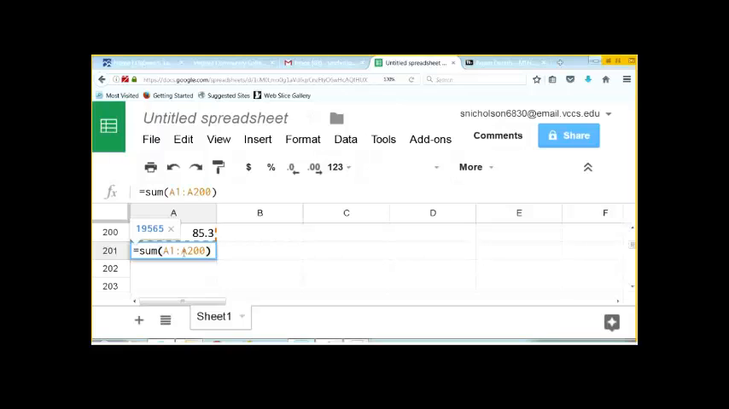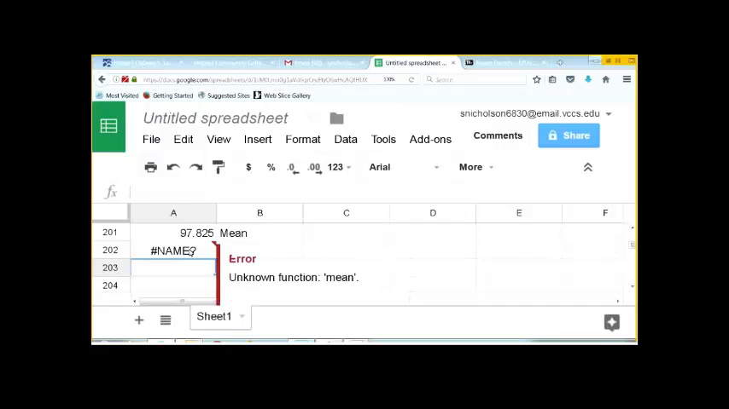Okay, I forgot to do the rest of my calculation. So that's the sum. If you add all those numbers together, you get 19,565. But the average is divided by the number of data points. So I divide by 200, and I get 97.8. That's how you calculate a mean manually. Now, if you want to use the built-in formula, you just type in mean, and you do A1 colon A200, and you get the same number. Didn't like that. What isn't it liking? Maybe mean is not... Huh. Okay, let's go back here.